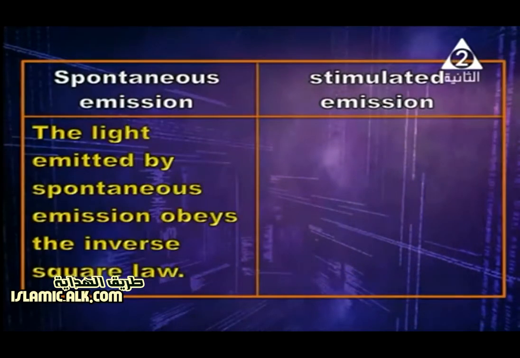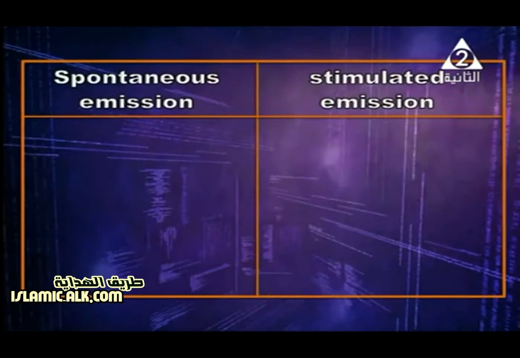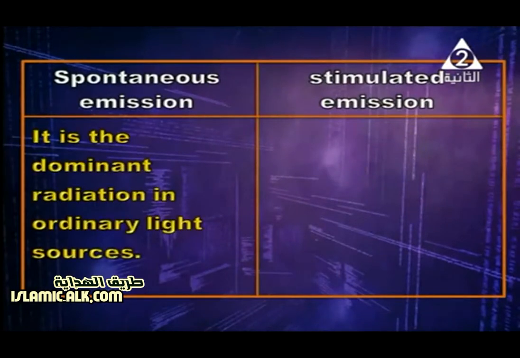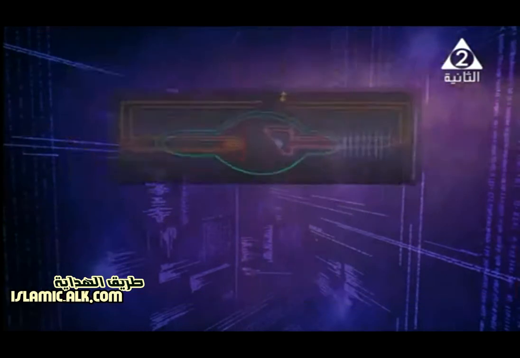The light emitted by spontaneous emission obeys the inverse square law. The intensity of the light emitted by stimulated emission does not obey the inverse square law. Spontaneous emission is the dominant radiation in ordinary light sources, but stimulated emission is the dominant one in laser sources.